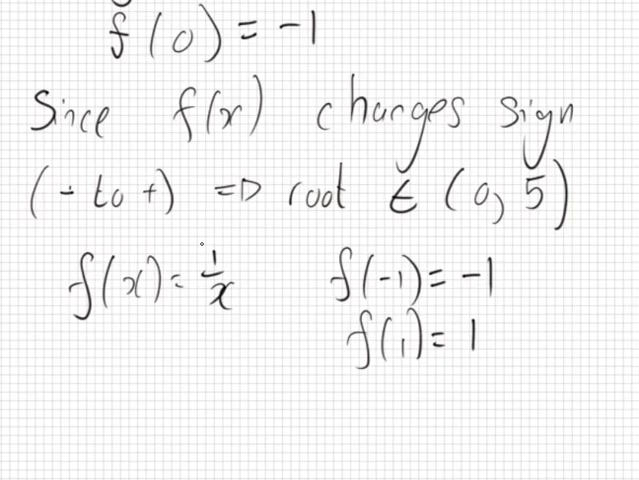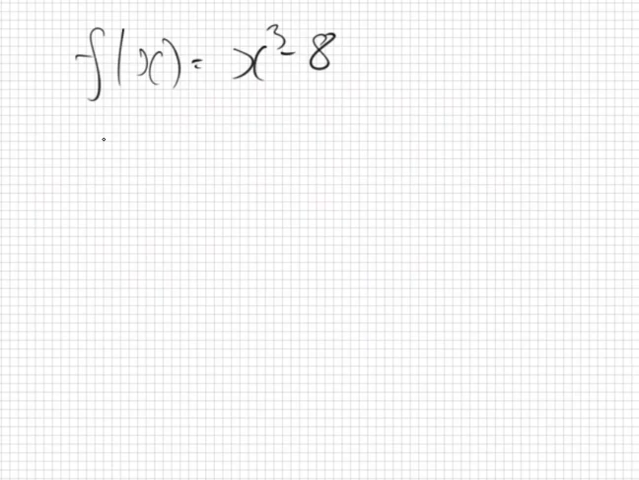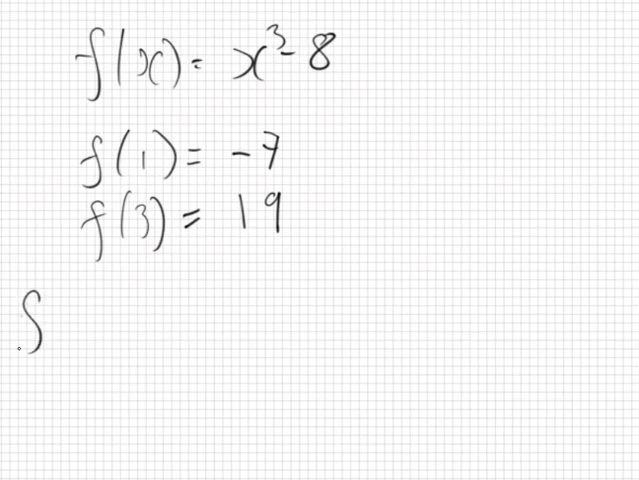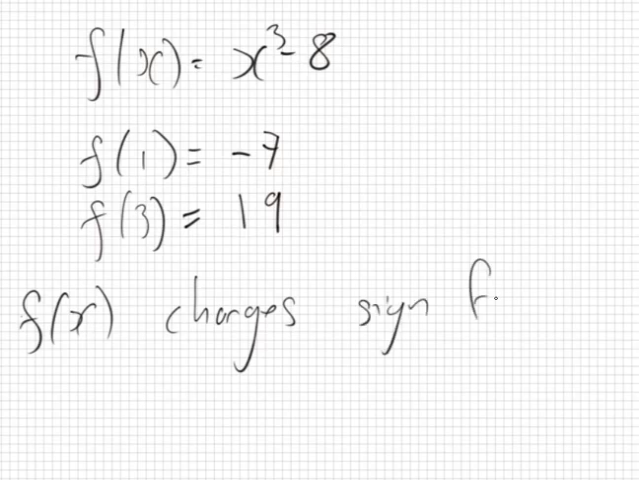So for example, another one, if I want to show that f(x) equals x cubed minus 8 has a root. So f1, what would that equal? Minus 7. f3, what would that equal? Well, it would be 3 cubed, which is 27, minus 8, so that's 19. So f(x) changes sign from 1 to 3, therefore there's a root somewhere between 1 and 3.